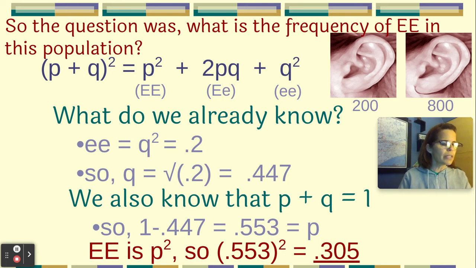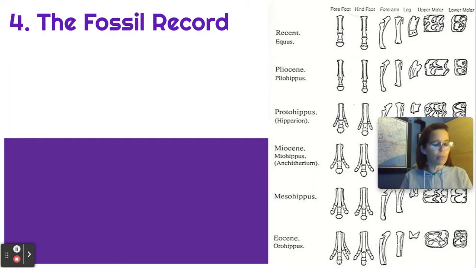So biggie is P squared. So 0.553 squared is 0.305. When it's a decimal, we call that the frequency. You can turn that into a percent by moving the decimal over 2 spaces. So that would be 30.5%.